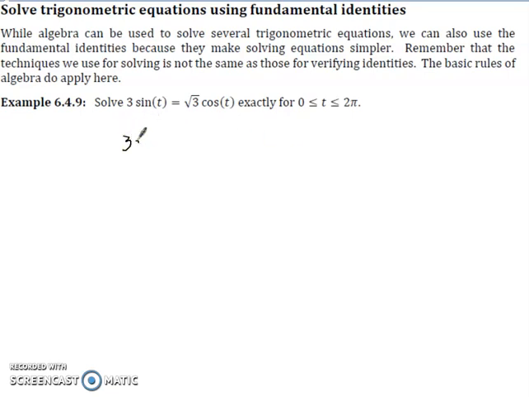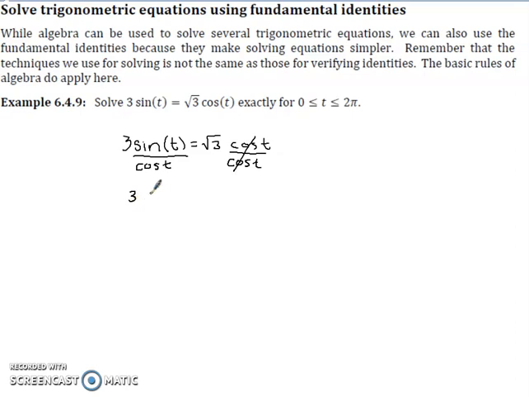Now looking at my equation, I've got 3 times the sine of t is equal to the square root of 3 times the cosine of t. I see that there is no addition or subtraction. I could write cosine in terms of sine or sine in terms of cosine and have either sine on both sides, or I can have cosine on both sides. But what I think is actually going to be easier is if I divide by cosine on both sides of my equation, then that allows me to have this in terms of tangent on the left-hand side.